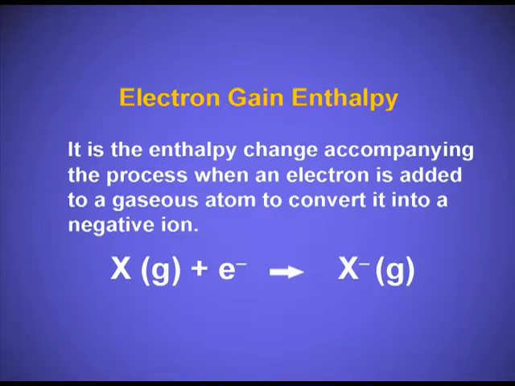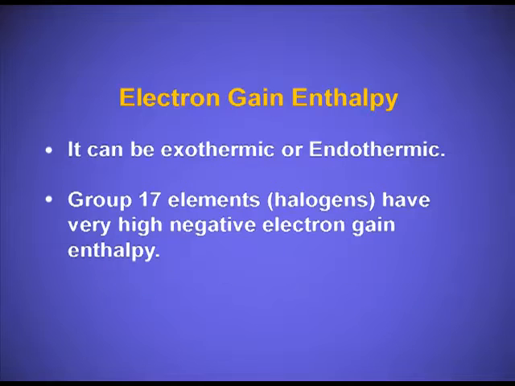X is in the gaseous state and we are adding an extra electron, and it is changing into X with one negative charge, that is an ion. Electron gain enthalpy can be exothermic or endothermic, as I have explained earlier.